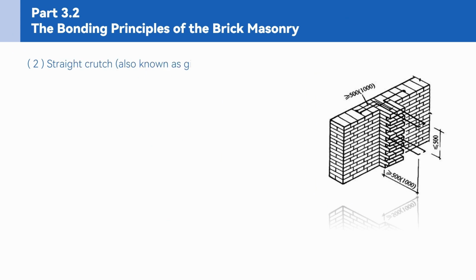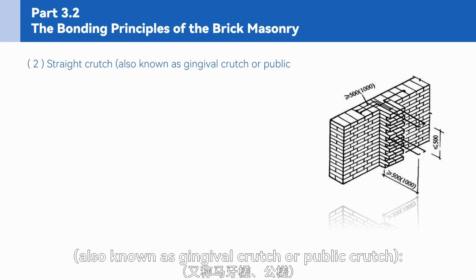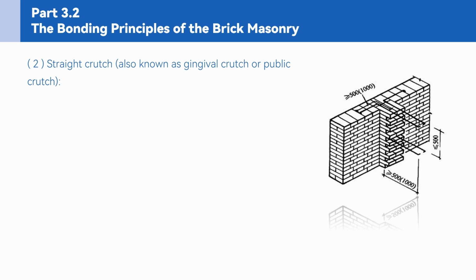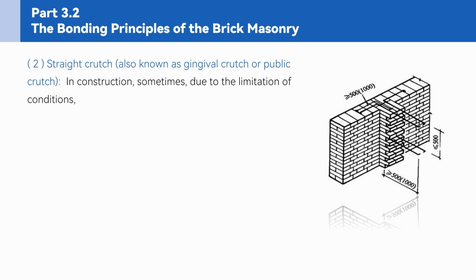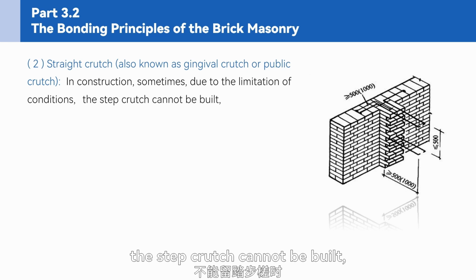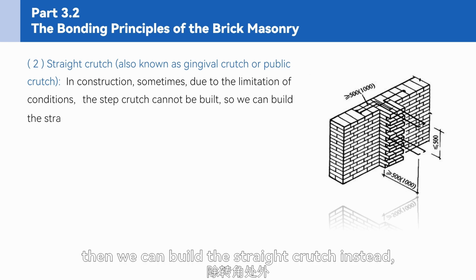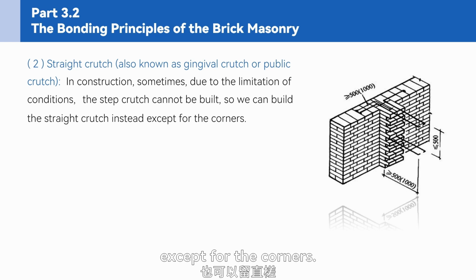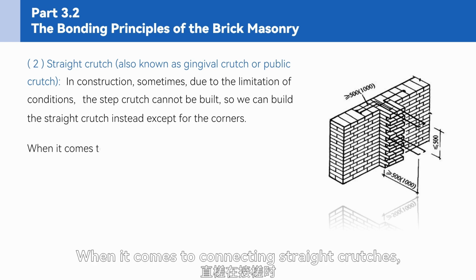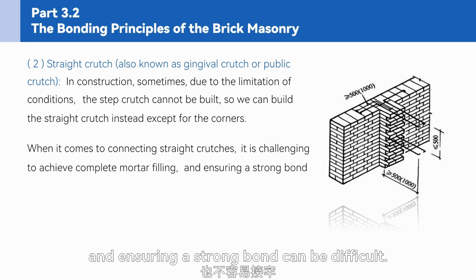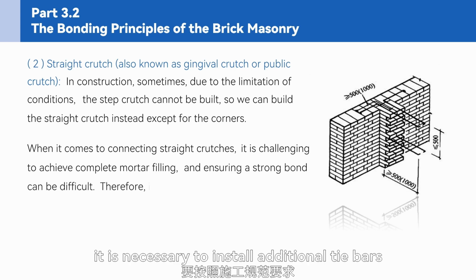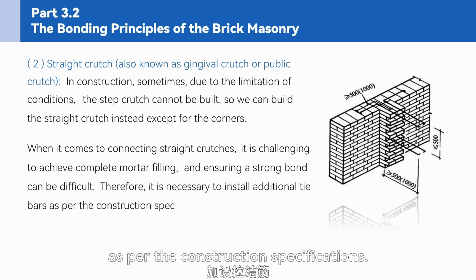Straight crutch, also known as gingival crutch or public crutch. In the construction, sometimes due to the limitation of conditions, the step crutch cannot be built. Then we can build the straight crutch instead, except for the corners. When it comes to connecting straight crutches, it is challenging to achieve complete mortar filling, and ensuring a strong bond can be difficult. Therefore, it is necessary to install additional tie bars as per the construction specifications.